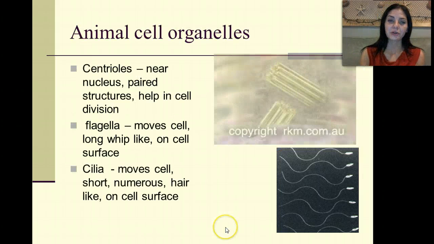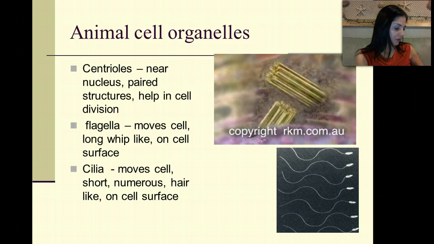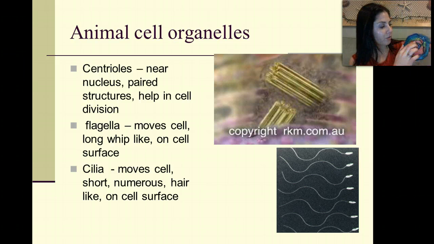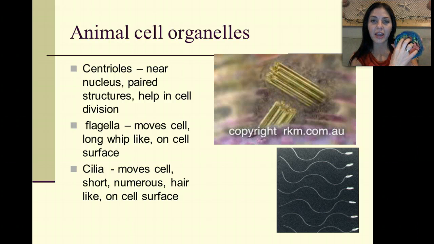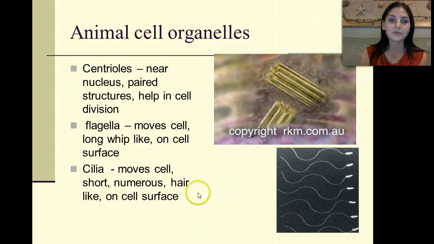We have centrioles. These are called centrioles. These are near the nucleus, and they are paired structures that help in cell division. So if you look at my little model of a cell right here, these right here are the centrioles. And whenever we have cell division occurring, or mitosis, they line up at both of the poles of the cell, and they form spindle fibers, which help to pull the chromosomes apart.